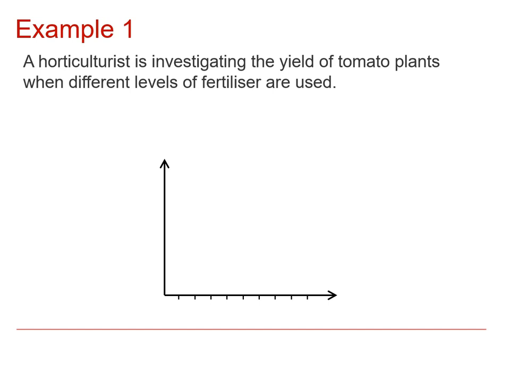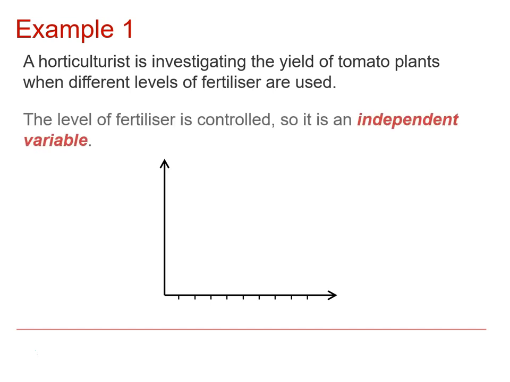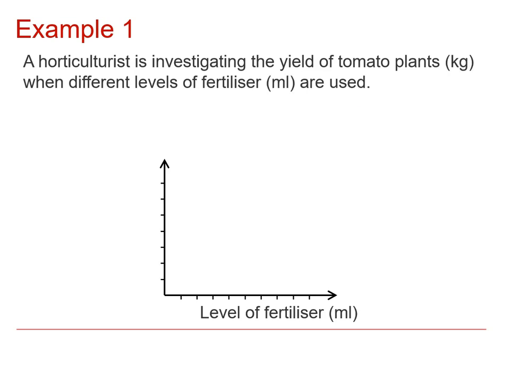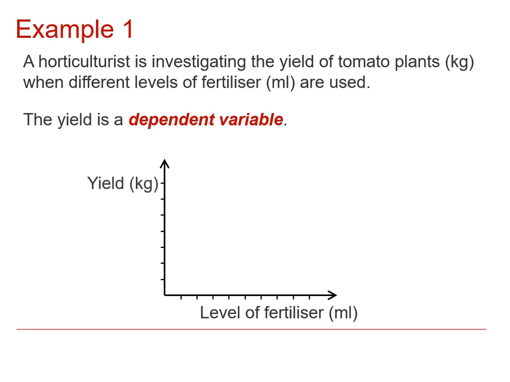One of the examples from the last video was when a horticulturist was investigating the yield of tomato plants when different levels of fertilizer were used. We decided the level of fertilizer was controlled by the horticulturist, so it is an independent variable. So the level of fertilizer must go on the horizontal axis there. The yield is a dependent variable, so it goes on the vertical axis. And then we plot all our points accordingly.